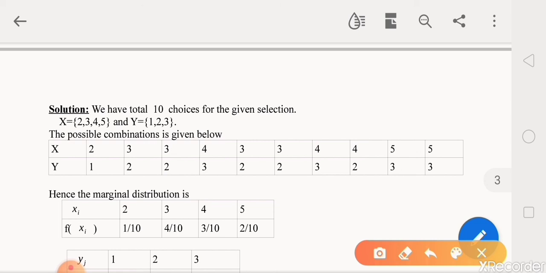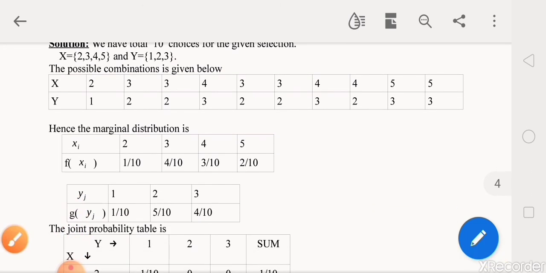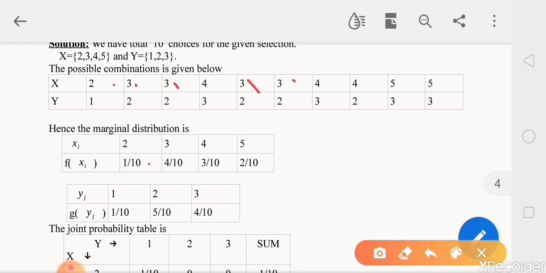Now we have to find the marginal distribution. Write x values 2, 3, 4, 5. What is the f of x for each x? Here we have 1 value out of 10 values, so 1 by 10. 1, 2, 3, 4 values out of 10 values, 4 by 10. 1, 2, 3 values out of 10. And we have 2 values out of 10. So this is the marginal distribution of x.